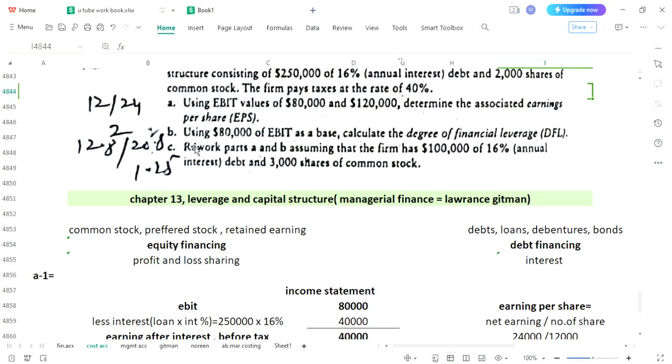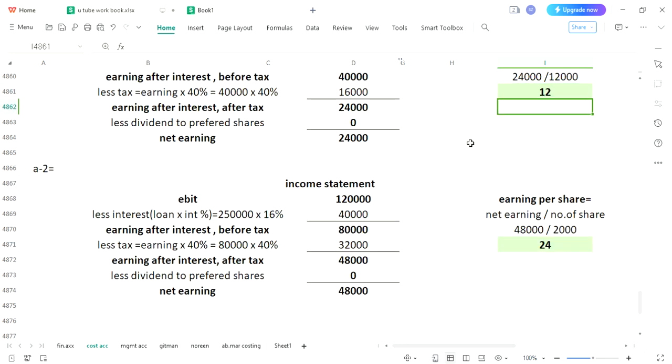Now let's see what B part is saying. Using 80,000 EBIT as base, calculate degree of financial leverage. Alright. So let's come over here.